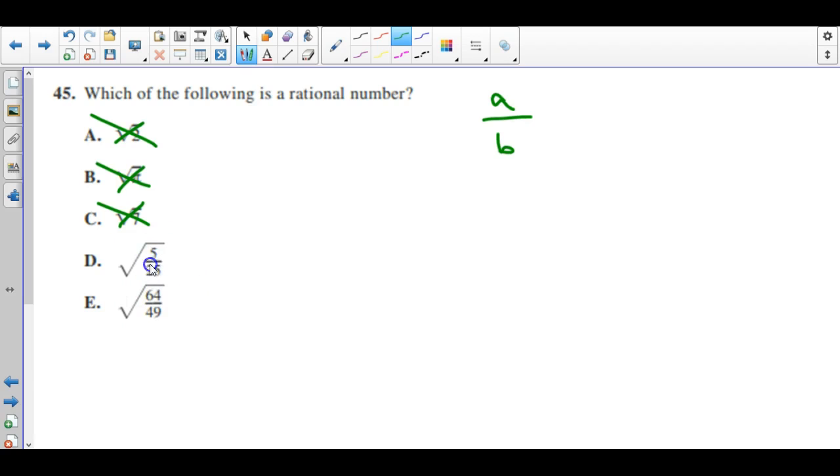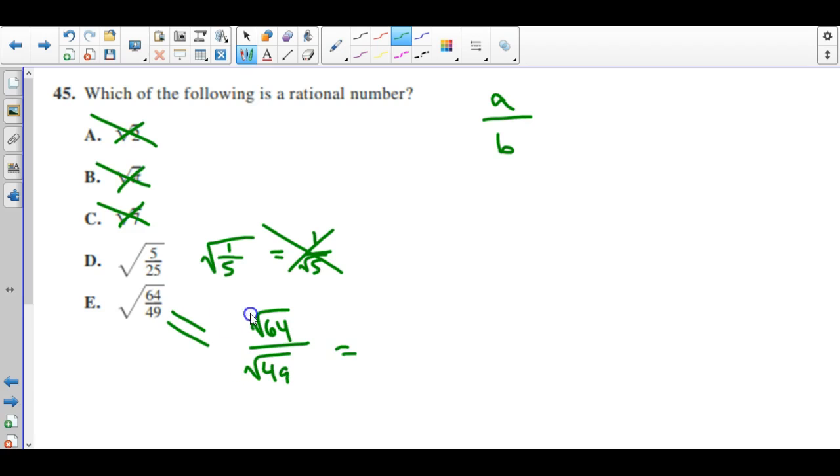So this first expression I could simplify as 1 over radical 5. The square root of 1 is 1, but radical 5 can't be reduced. So that's not going to simplify. This last expression I could rewrite as radical 64 over radical 49, and these are both perfect squares, and that would come out as 8 over 7, so that is a rational number, so E would be your answer.